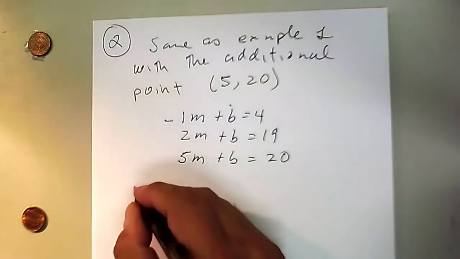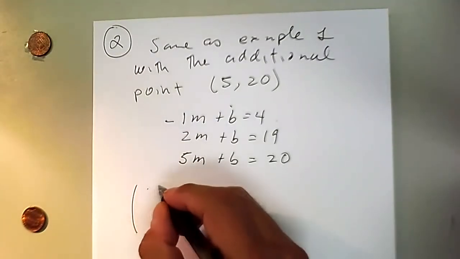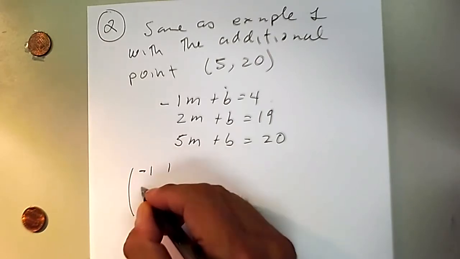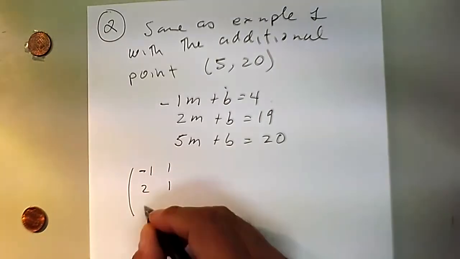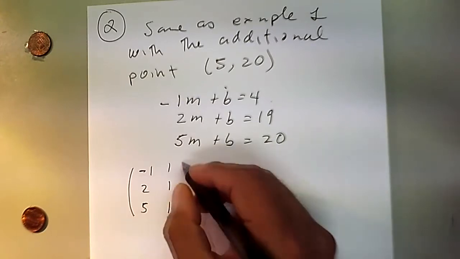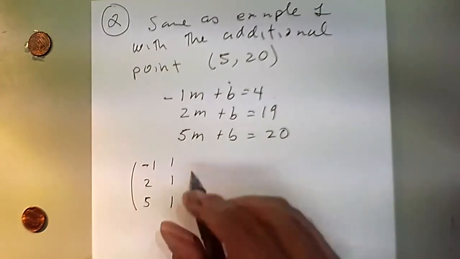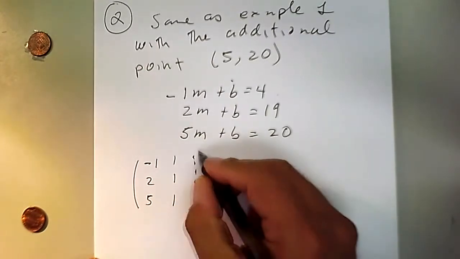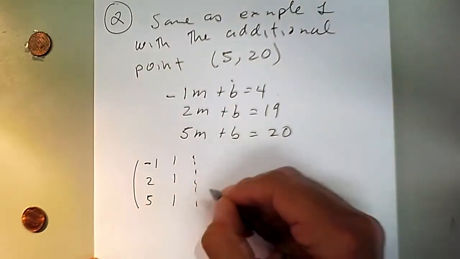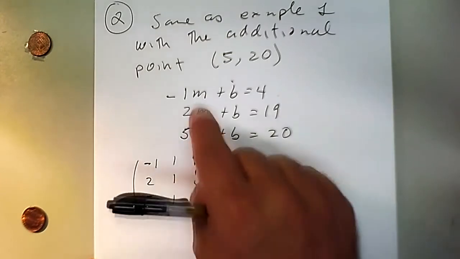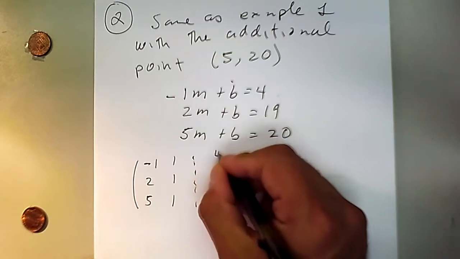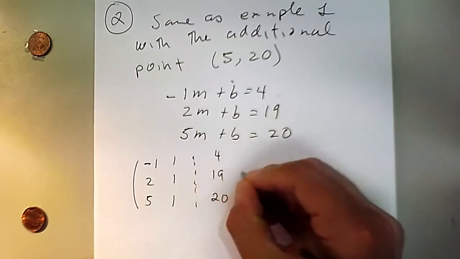The system of equations can be put together as a matrix equation: -1, 1, 2, 1, 5, 1. I'm just going to put the augmented matrix, and then we're going to manipulate it to obtain the solutions. So that's corresponding to this column, and then we got the constants 4, 19, and 20.